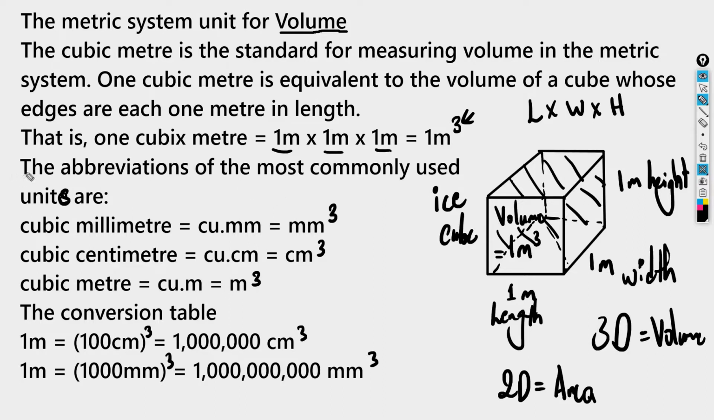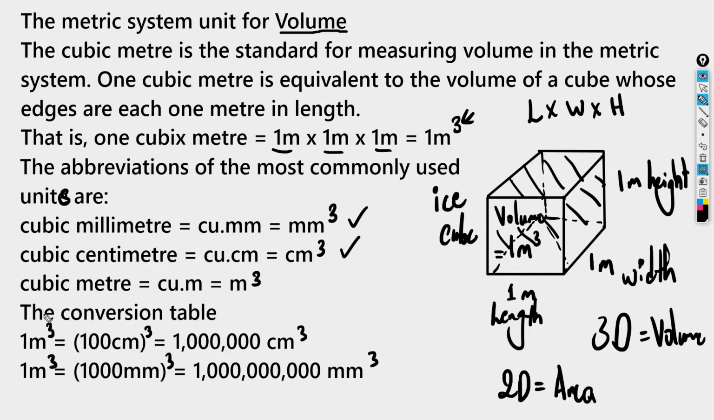So the abbreviations of the most commonly used units are cubic millimeters, which is millimeters cubed, then cubic centimeters, which is centimeters cubed, and cubic meters, which is meters cubed. These are pretty much all we use for volume most of the time. All right, guys. And we have the conversion table here.